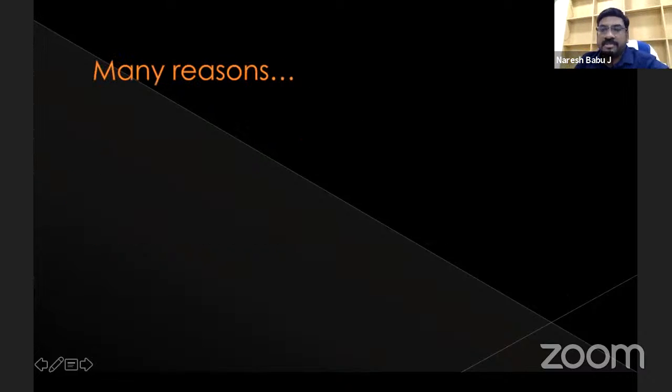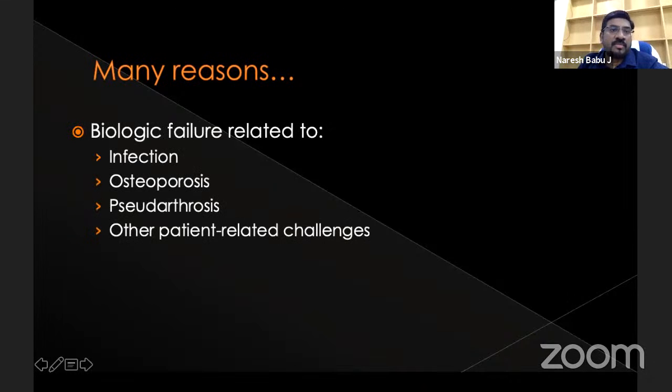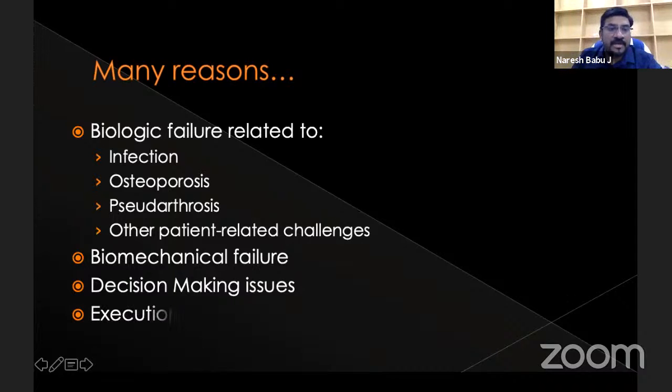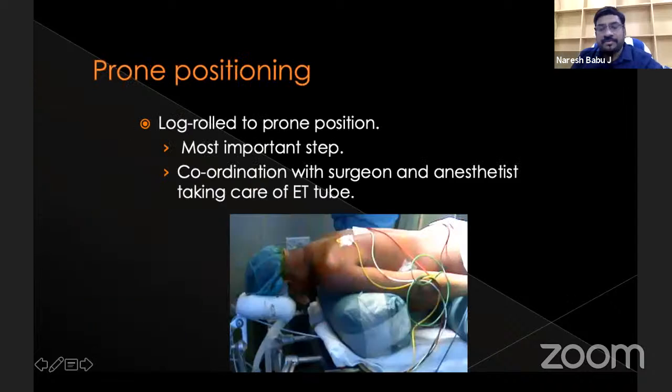But there are many reasons by which we get complications. This could be biological reasons related to infection, porosis, pseudoarthrosis, or patient-related challenges. Or it could be biomechanical failure or some decision-making issues while selecting a proper technique, or it could be execution issues. So the most common complications we face in posterior cervical fixations are related to positioning problems.